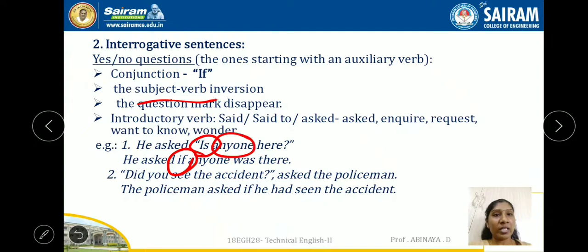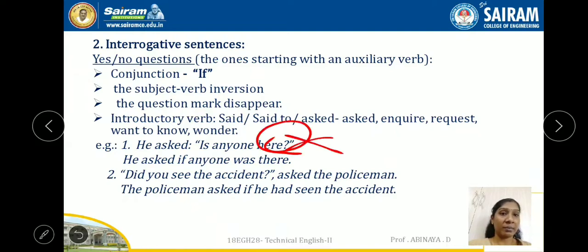"is anyone", the subject-verb inversion. So "anyone" comes first, the present verb is changed into past verb, and "here" has to change into "there", right? So, he asked if anyone, the subject comes first, "is" has to change into past "was". So, anyone was there. It is a normal statement in indirect, so the question mark disappears.